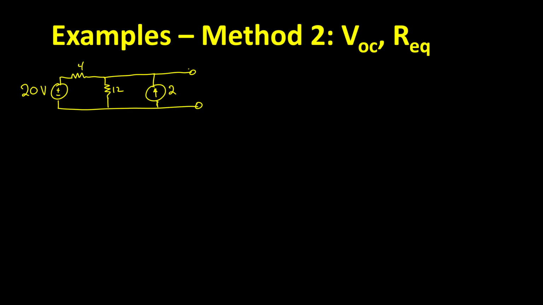Our second method to find Norton and Thevenin equivalents is using the VOC REQ method. Let's do it with this particular circuit. This is the same circuit as we analyzed using the first method, but let's say we weren't able to simplify it for whatever reason. Instead, we're going to begin by finding VOC.